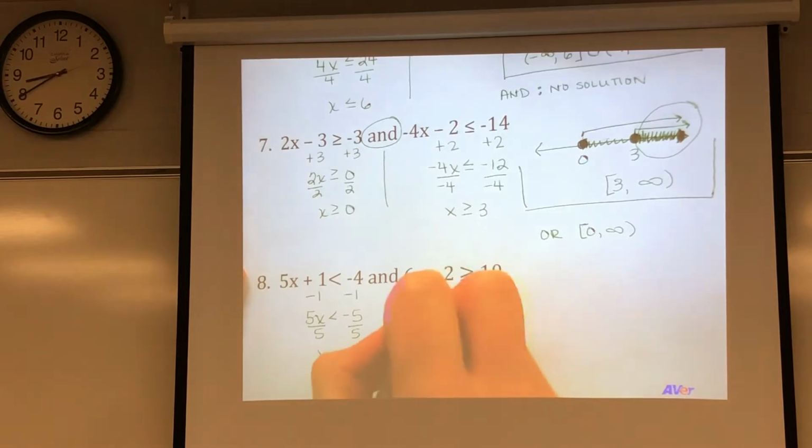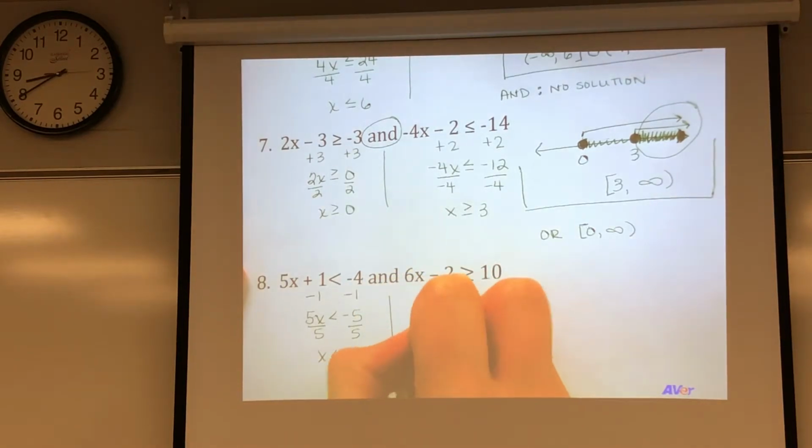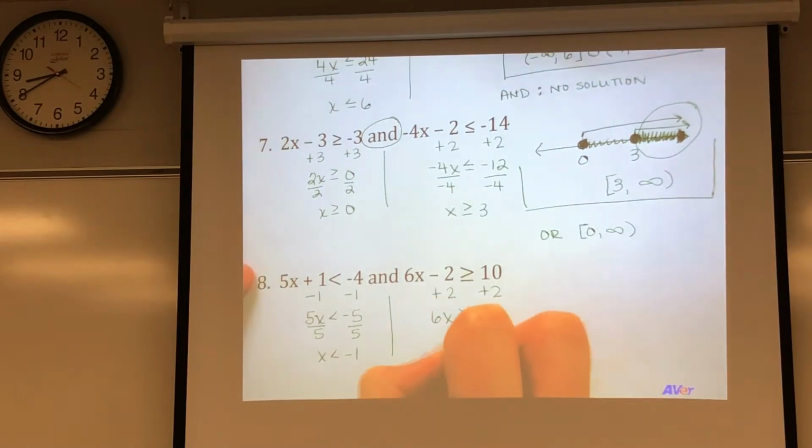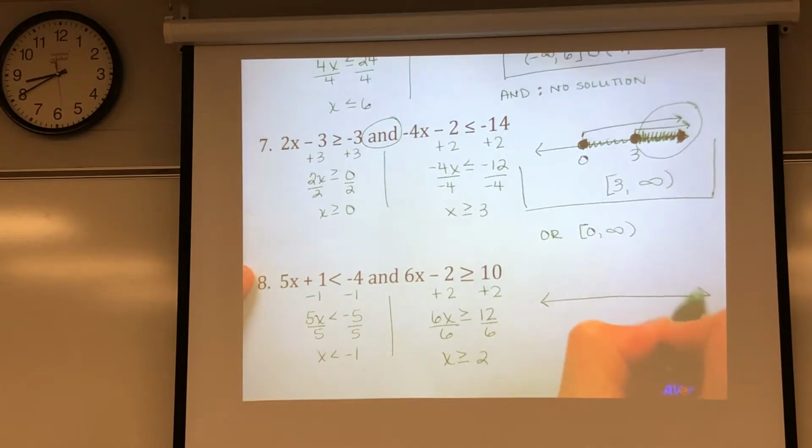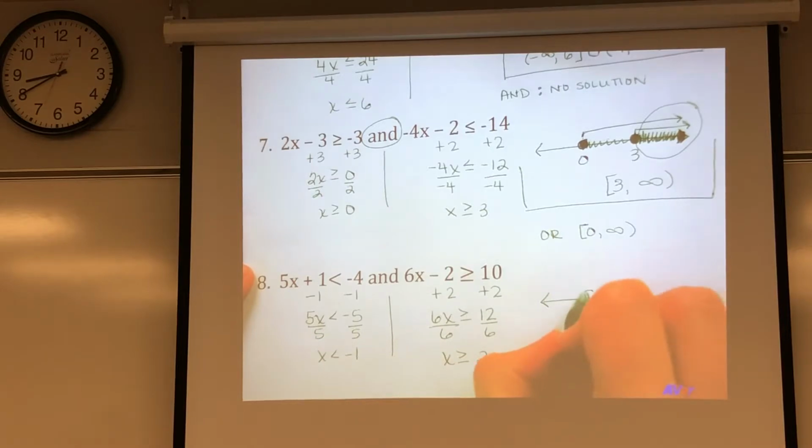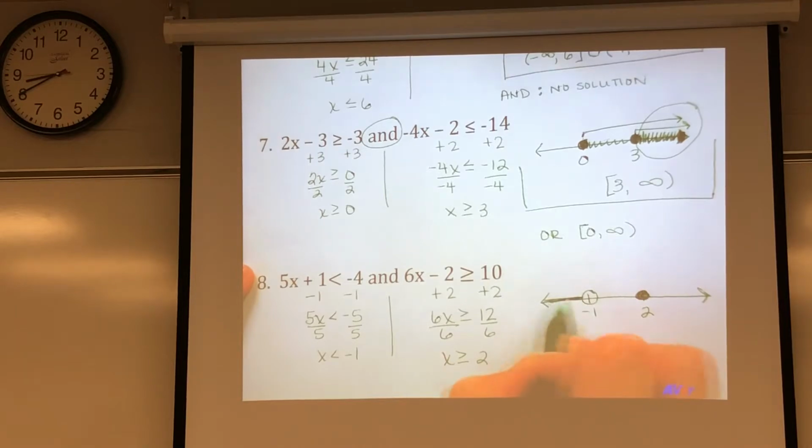All right, and then we are going to add 2 on this other side. 6x is greater than or equal to 12. Divide by 6. X is greater than or equal to 2. We'll put both of those values on our graph, making sure we put the lowest one on the left. The lowest one is negative 1 and has an open circle. 2 has a closed circle. It says x is less than negative 1, so that would be to the left. X is greater than or equal to 2, so that would be to the right.